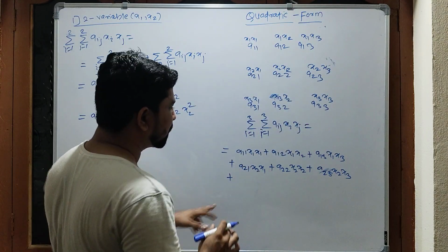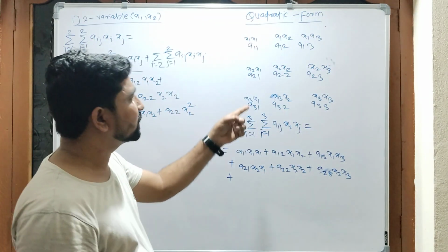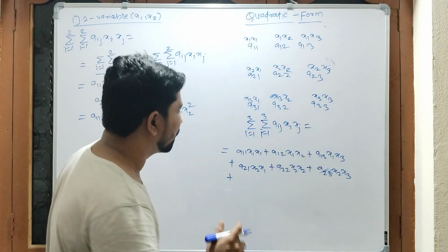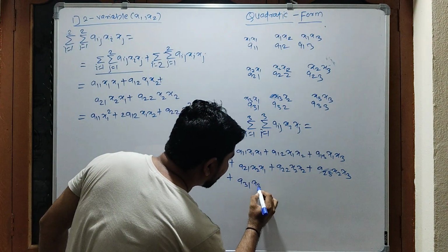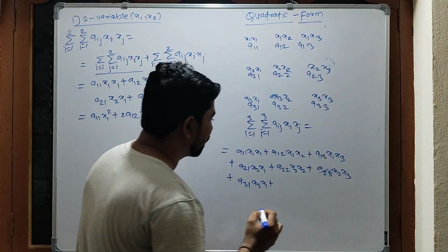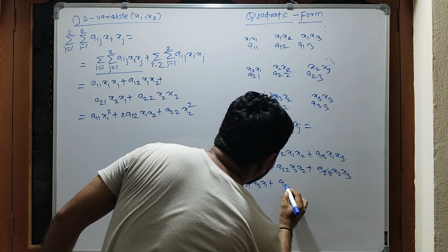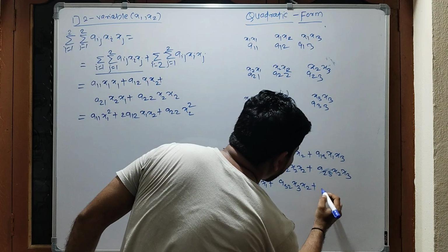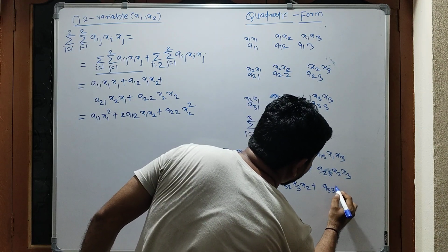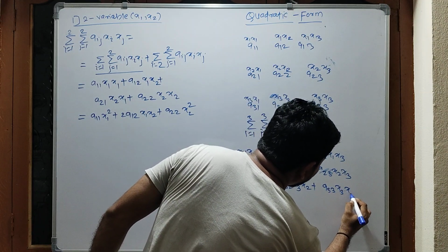Now corresponding to the third row of the matrix, a31, a32, a33. So this is a31 x3 x1 plus a32 x3 x2, plus a33 position, x3 and x3.